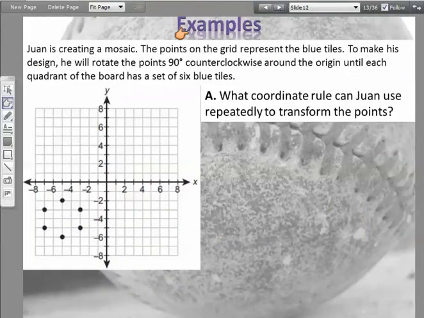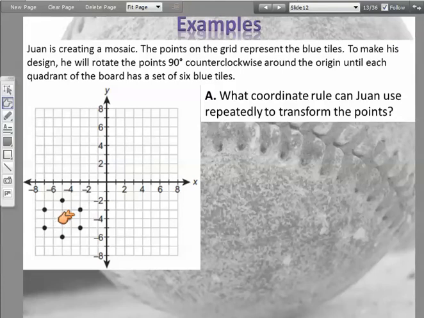Okay, let's look at some, I guess you'd call them real world examples. It says Juan is creating a mosaic. The points on the grid represent the blue tiles, and here's your blue tiles. To make his design, he will rotate the points 90 degrees counterclockwise around the origin until each quadrant of the board has a set of 6 blue tiles.